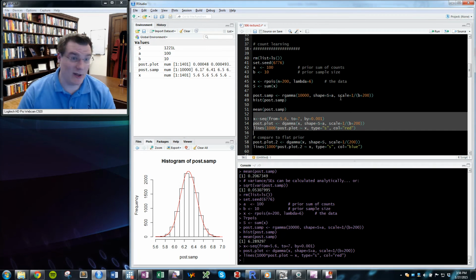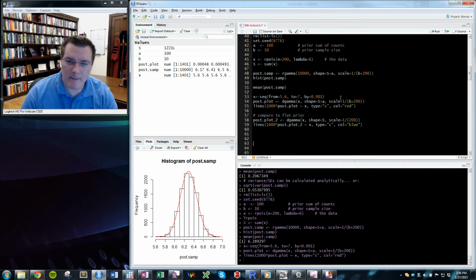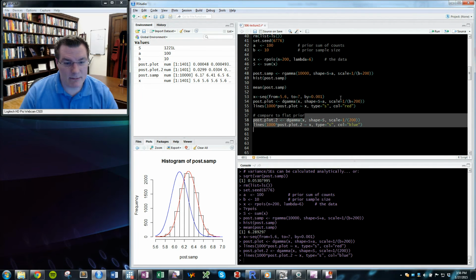And it pretty closely matches the samples that we drew out of that distribution, which is, again, not a mistake. And then I can compare my result using the informative prior to what I would get with a flat prior, so a totally uninformative prior. So what I'm going to do is just set A and B to 0 and let the data completely inform my result. And what I get is what I expect.